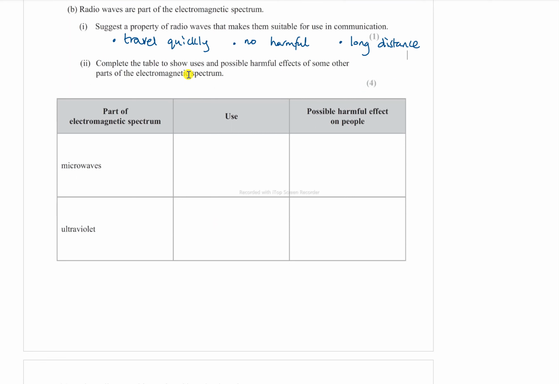Right, complete the table to show the uses and possible harmful effects. Microwaves are used for communication and cooking. What are the harmful effects? They can cause skin cancer if you're exposed to a lot of it. They can cause sunburn, and they can damage your eyes, the retina.